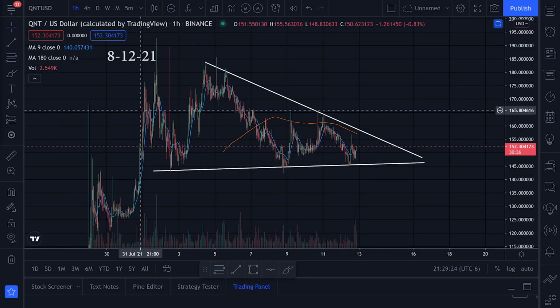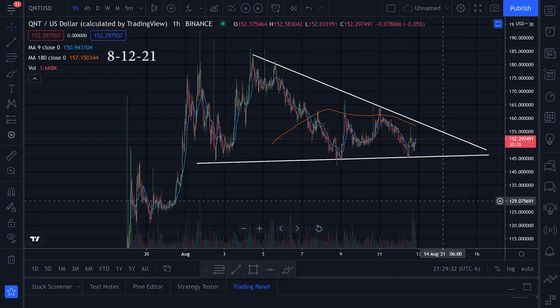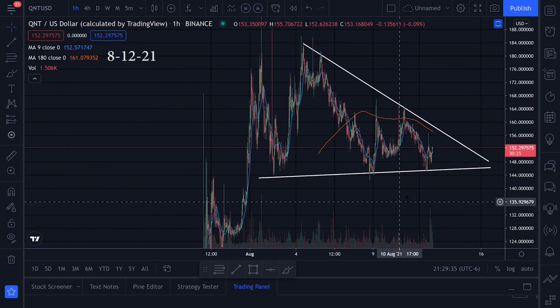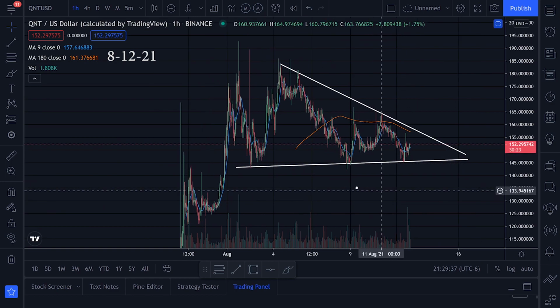All right, let's take a look at the chart action for Quant QNT, and this is on the Binance chart. This is actually a user requested chart. I saw a TikTok about this coin earlier, and so a user requested it, and let's check it out.